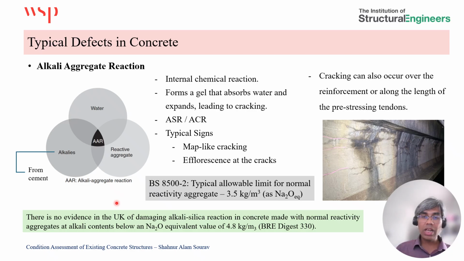In accordance with British Standard BS 8500-2, the typical allowable limit for alkalis when we have a normal reactive aggregate is 3.5 kg per meter cube. Depending on the type of aggregate, if the aggregate has a low reactivity, we can increase the allowable limit in the cement, and the same is true if we have highly reactive aggregate in the concrete. Usually for highly reactive aggregate, the typical allowable limit is 2.5 kg per meter cube.